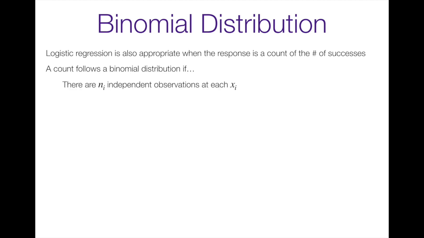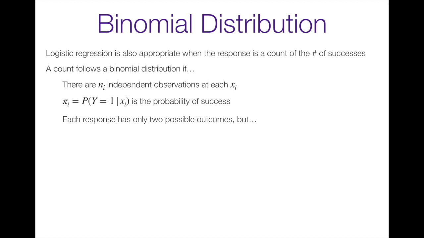But just as a reminder about the binomial, a count follows a binomial distribution if there are n sub i independent observations at each x sub i. So here we're not just saying there are n observations total, we're saying at each value of x, how many observations did we have? So, when x was 4, how many observations did we have? When x was 6, how many did we have? And so on. We then have a probability of success for each given x.